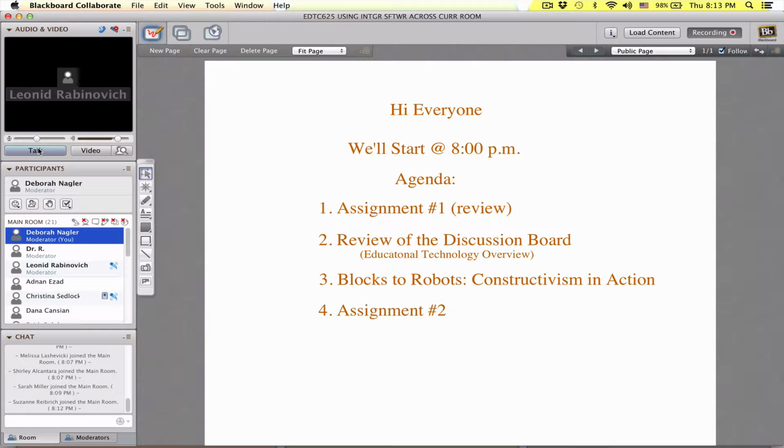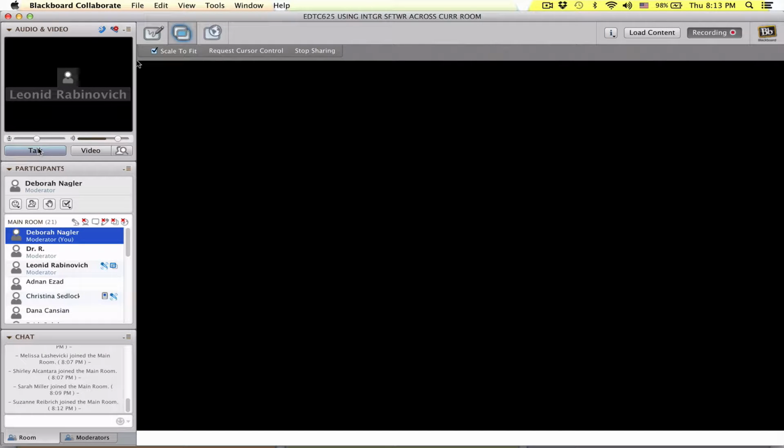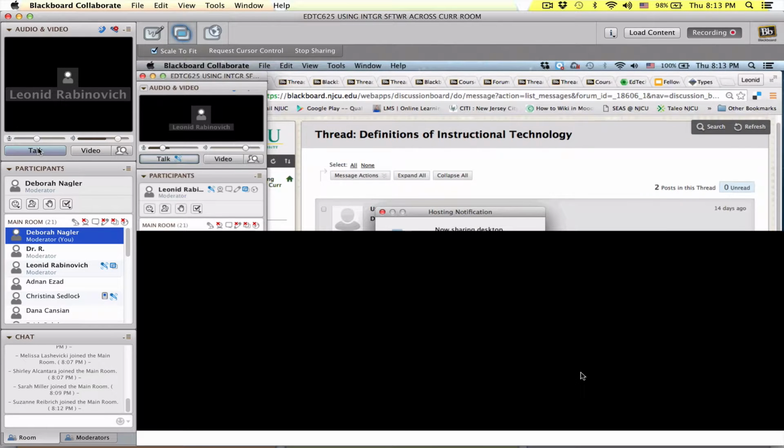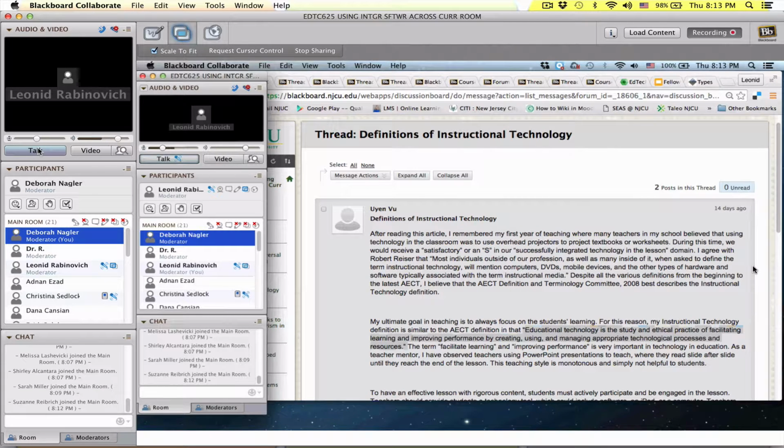So let me just point out some of the discussion board posts that I thought were very interesting in terms of highlighting the essence of module number two, which was a discussion about educational technology in general. Let me share my screen. I won't be able to review all of your posts, but I would like to point out some interesting comments. I would like to start with this one.